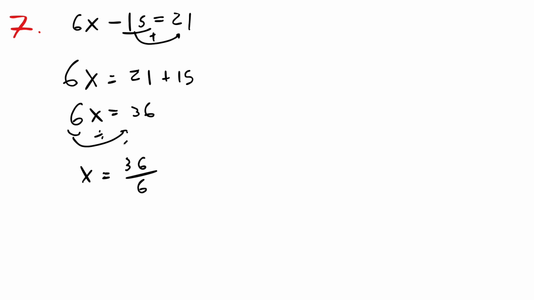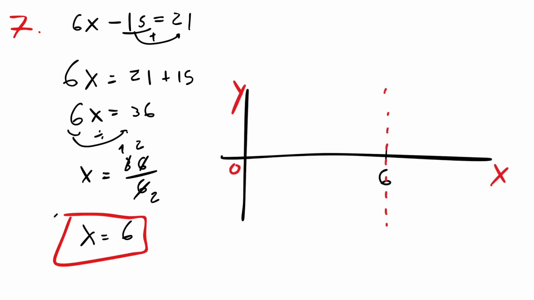For example, right now we're gonna start simplifying. The third part of 36 is gonna be 12. The third part of 6 is gonna be 2. And so it is x is equal to 12 over 2. 12 over 2, 6. And there you have it, x is equal to 6. On a graph, it would look like this.